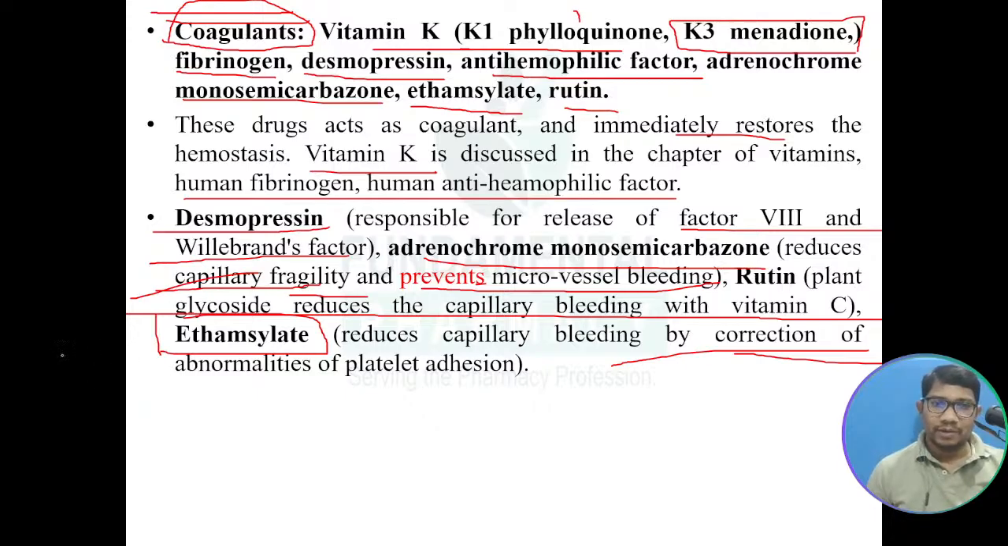There is one tablet known as Silate 500. Silate 500 contains ethamsylate, which is used to control bleeding in women. It is a procoagulant, that's why.